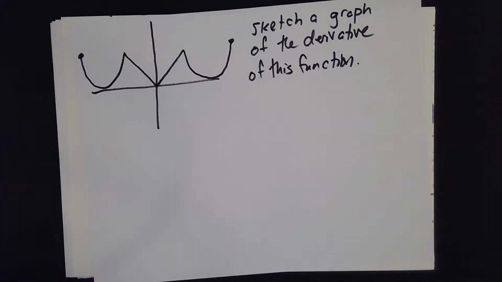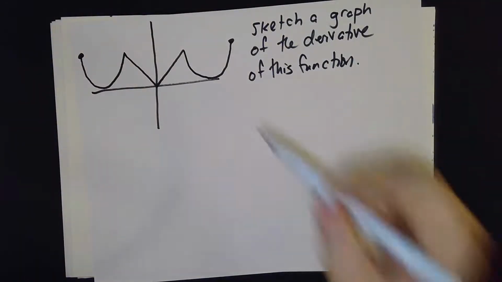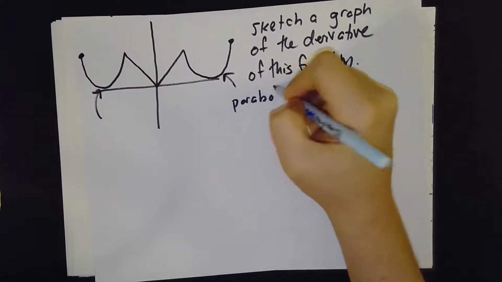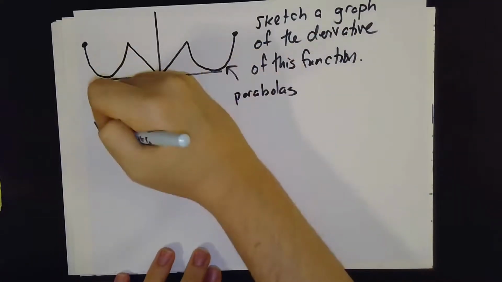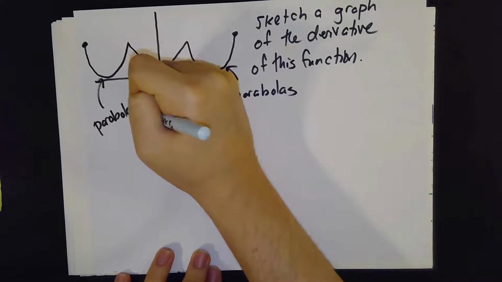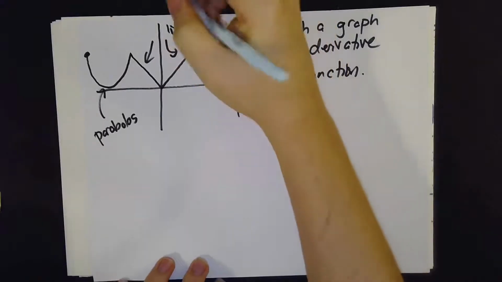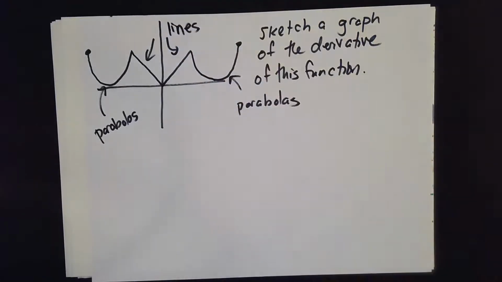Okay, so next, we have a request for a question about sketching the derivative. So here's a graph. Let's sketch the derivative of this. And I'll go ahead and just label these outside parts are parabolas. And the inside parts here are lines. So as you sketch this graph, keep in mind what the derivative of a line and what the derivative of a parabola looks like.